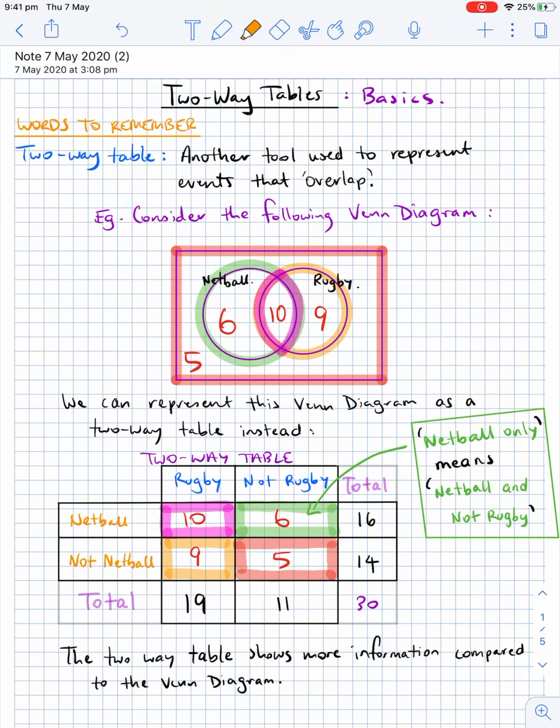Okay, so consider the following Venn diagram. You can see here we've got a netball circle, we've got a rugby circle. We can see that 10 people like or play rugby. We're not sure really what, but we know that 10 people are for both, and we can see that 5 people are for neither. Now we can represent this Venn diagram as a two-way table instead.